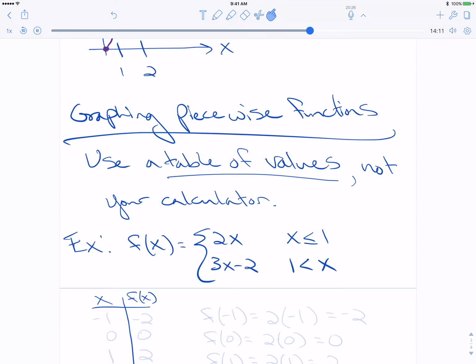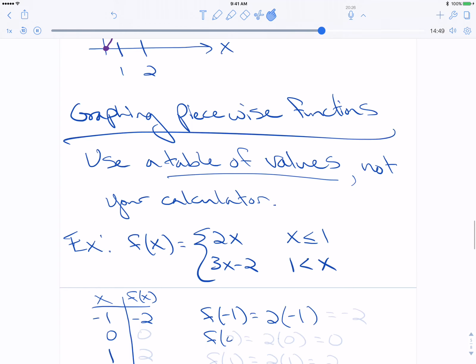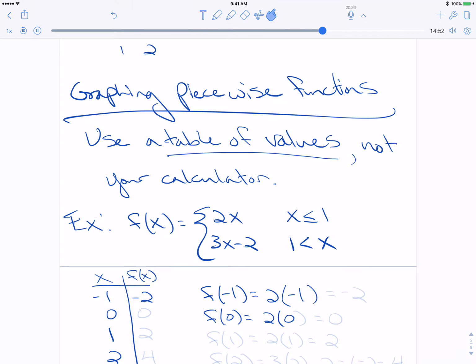Every data point that you use, I want to make sure that I have values above and below 1. So I'm going to go -1, 0, 1, 2, 3, because then 1's in the middle. Okay. At -1, -1 is less than or equal to 1, so I substitute that -1 in for x in the equation 2x. So f of -1 is given by 2 times -1, that's -2. At 0, 0 is also less than or equal to 1, so f of 0 is going to be given by 2 times 0, which is 0.